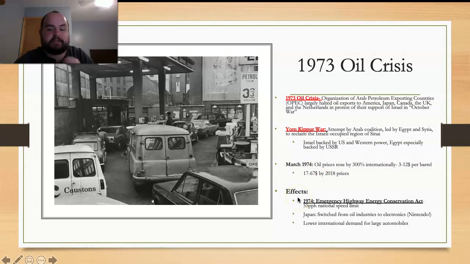A few effects internationally: In 1974, the Emergency Highway Energy Conservation Act was passed, which limited the nationwide speed limit to 55 miles per hour. Japan switched from focusing on oil industries and oil-related production to electronics, which could have helped cause the creation of Nintendo, which I'm sure a few nerds in here like myself enjoy, and various other tech companies and tech productions Japan is famous for. Also, the international demand for large automobiles went down, and automobiles with smaller engines that required less oil became much more popular.